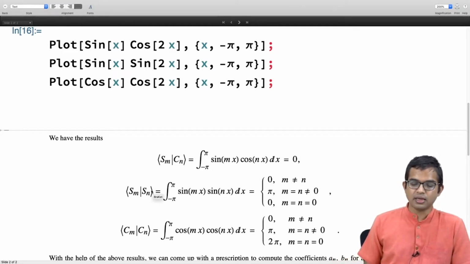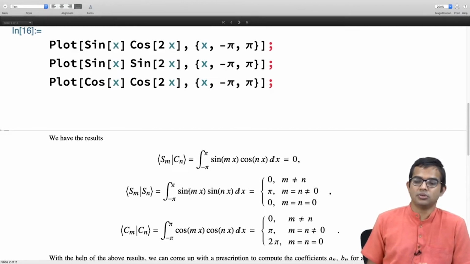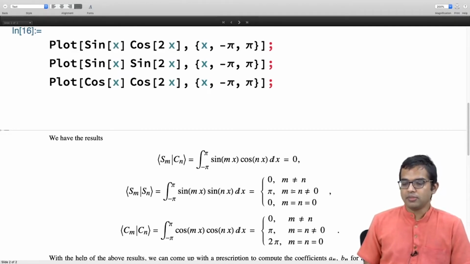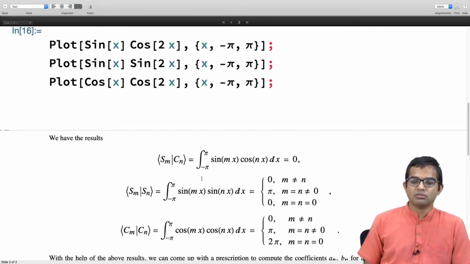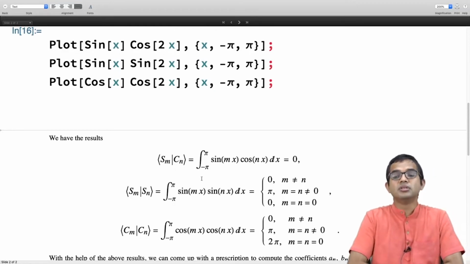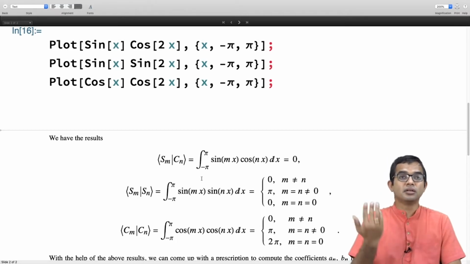This inner product is going to be 0 if m is not equal to 0, or if m equals 0, then it is obviously going to be 0 because you're integrating just 0. But on the other hand, if m equals n, you will get a pi. So this goes back to the integral of sine squared, which we did a few lectures ago.